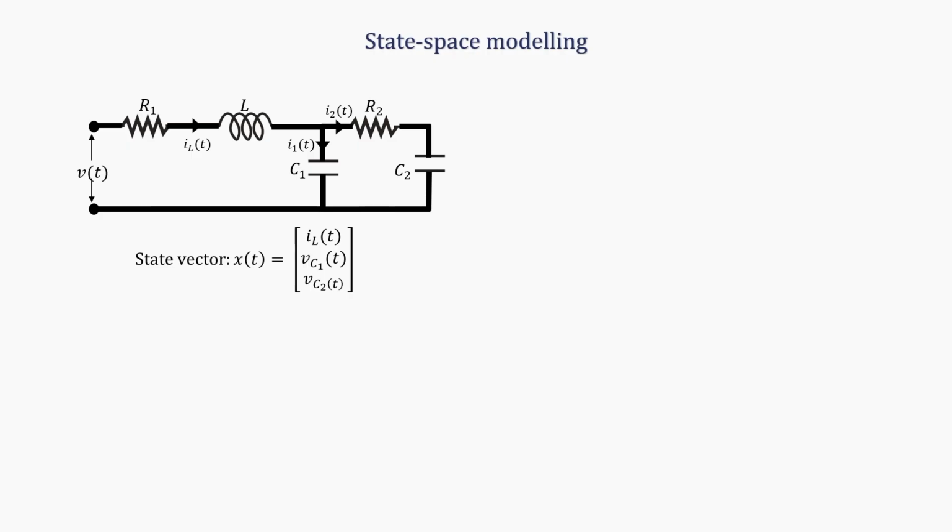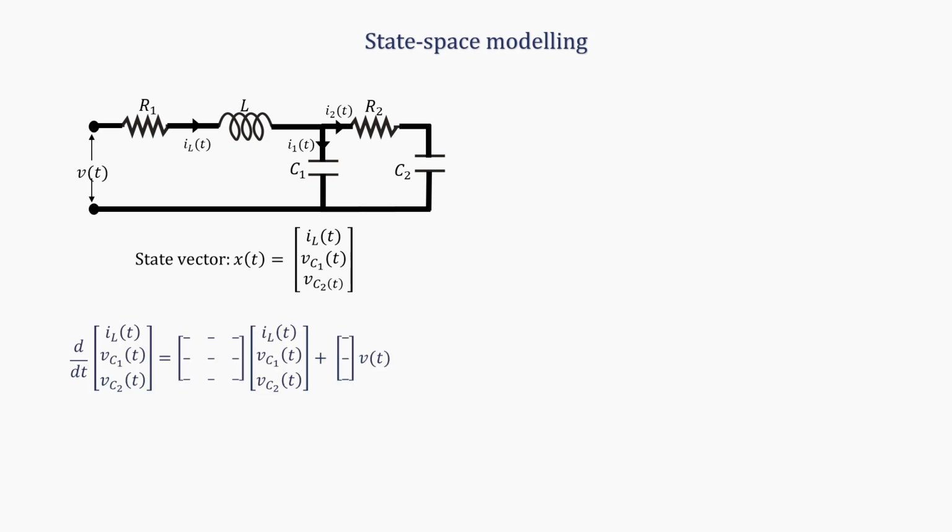The ordering also matters, right? So, you have to keep the ordering the same. So, IL, VC1 and VC2. If you take VC1 first and IL later, then the equation order will change. Okay. You can try that out on your own. So, if this is the state vector, then let us try to write down the differential equation.